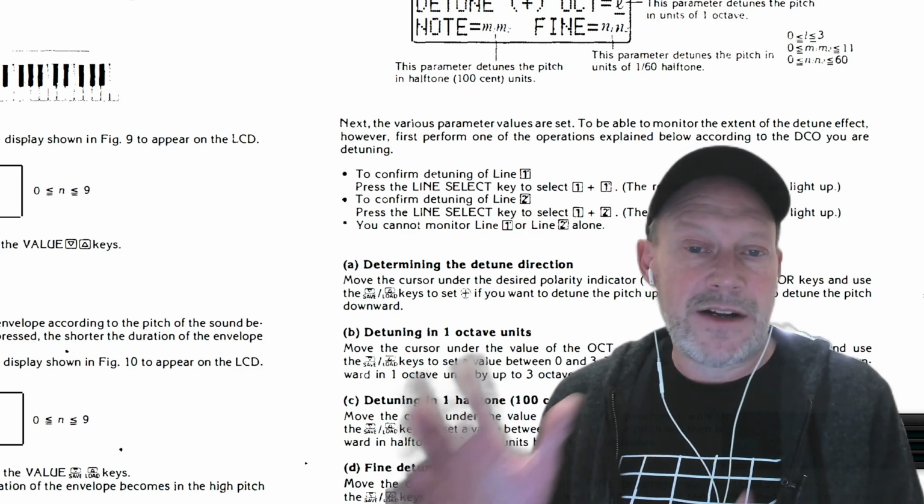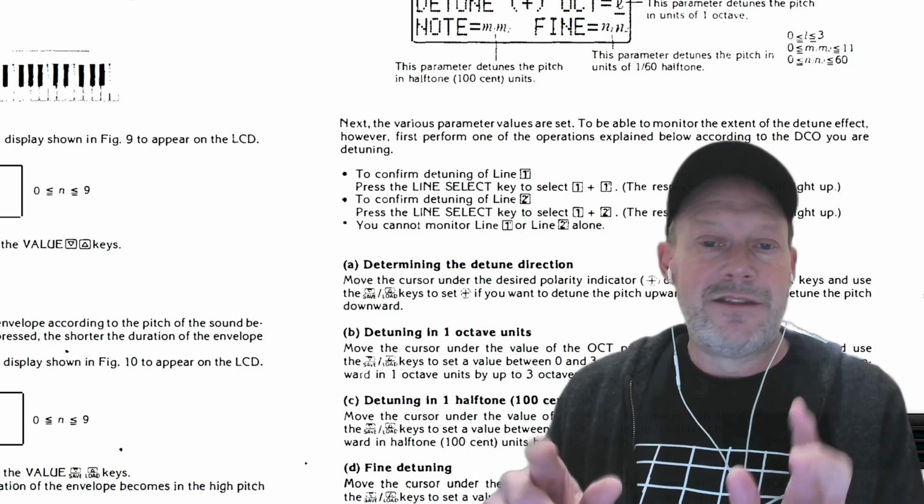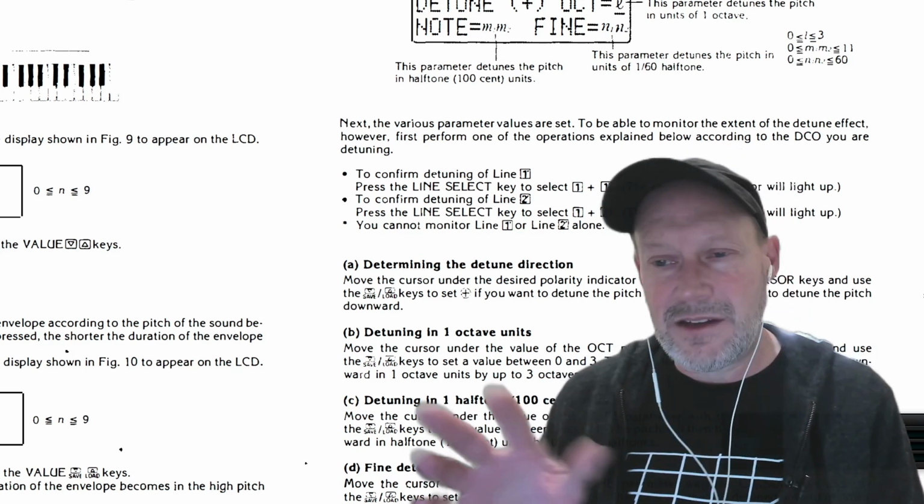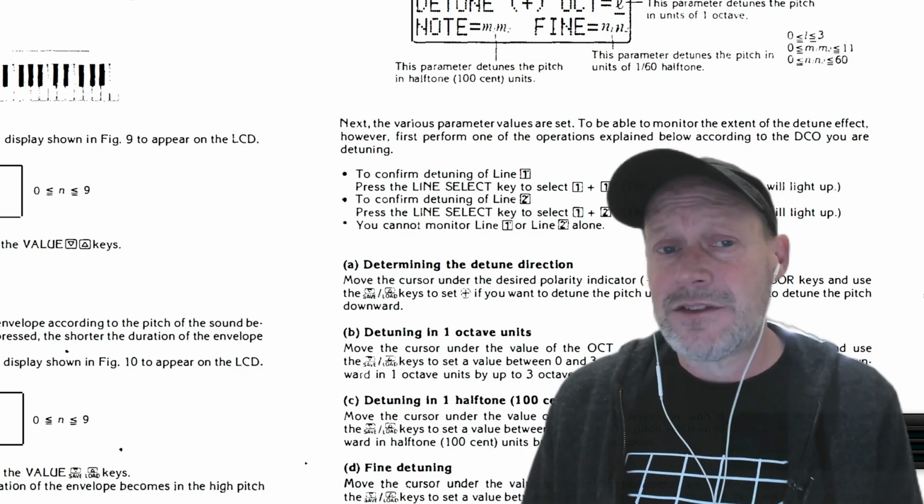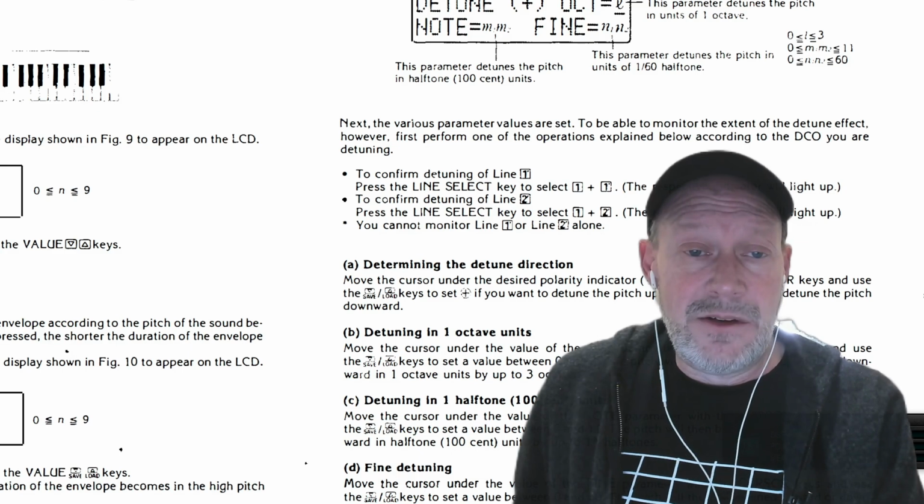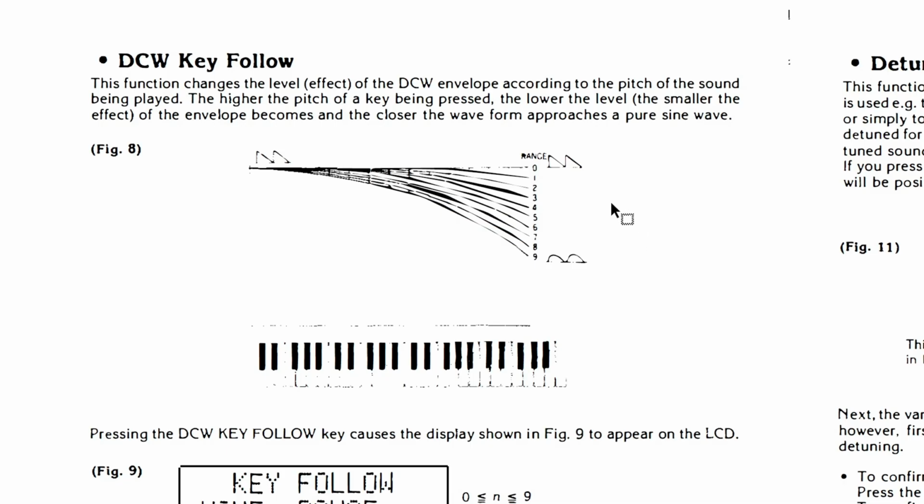Two of these that I think are very interesting, and they're there, so we tend to use them, are the DCW key follow feature. The DCW is sort of like the filter control in the CZ-101, and there's a DCW key follow parameter that can be used to make the waveform softer the further up the keyboard we go. That's a lot like filter tracking in an analog synth or in a modern virtual analog synthesizer, that I just don't see people apply very much anymore.